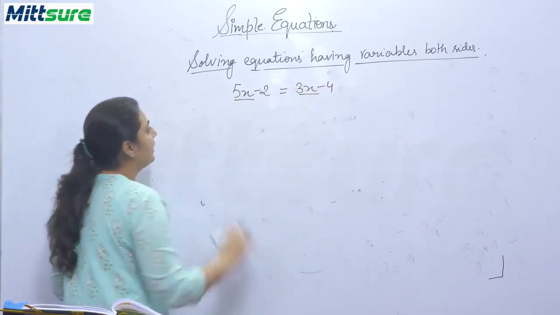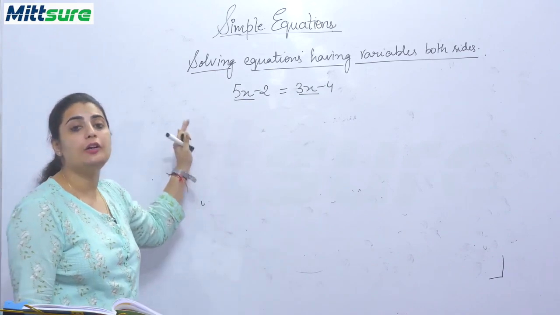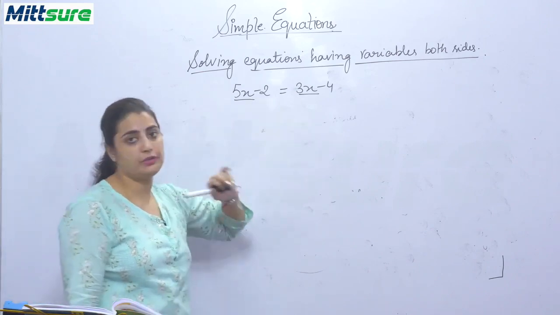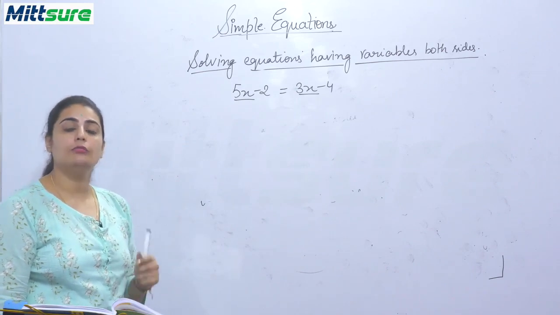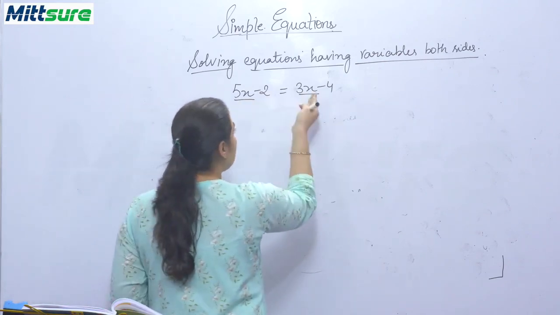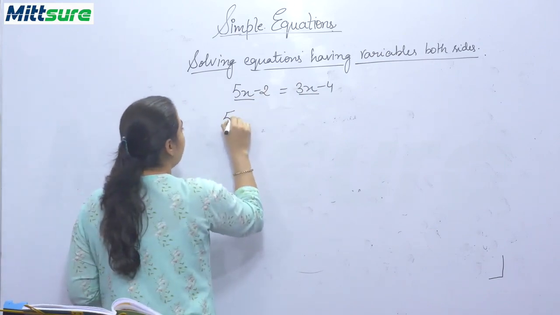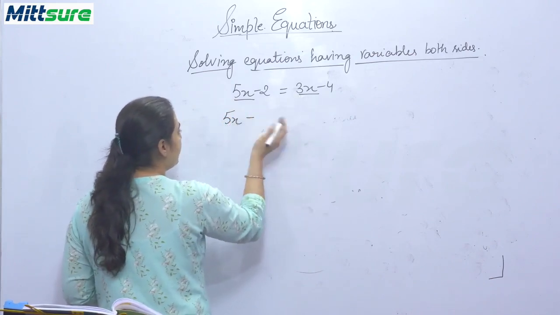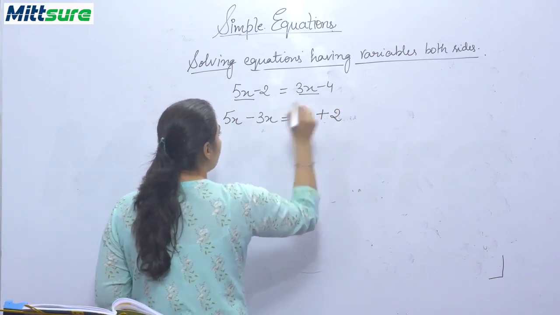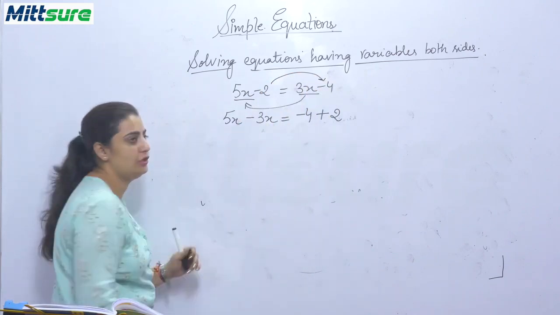Earlier, in whatever equations we have solved, only one side of the equation comprised the variable. But now in this type of equation, there is a variable on both the sides. So we will be using the transposition method to solve it. We are going to transpose the like terms towards one side. As 5x is here, it will remain this side, plus this 3x will be transposed towards the left side. Now this minus 4 will be transposed towards the right hand side. This 3 will come this side by a change of sign. This 2 will go that side by a change of sign.